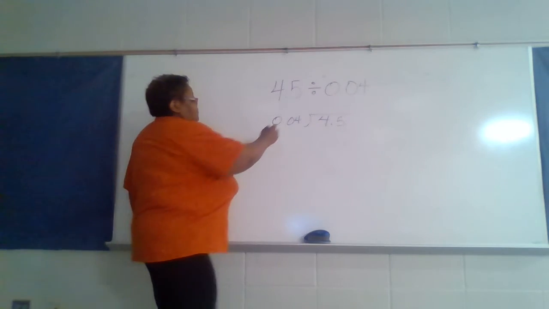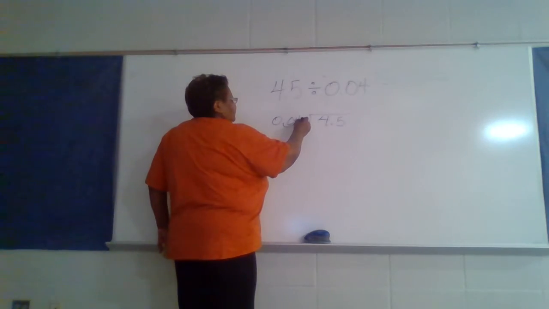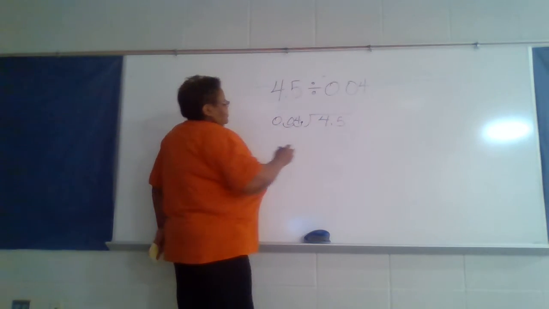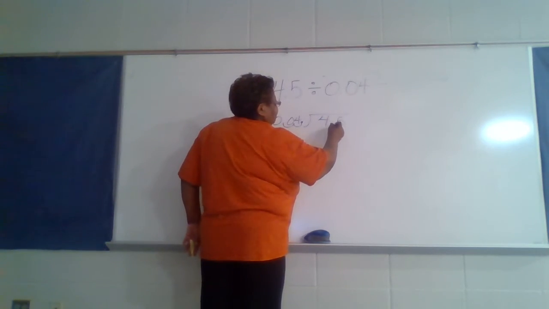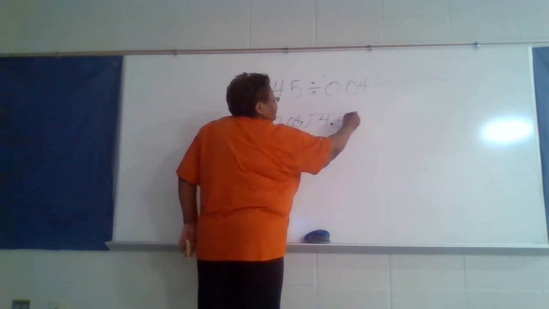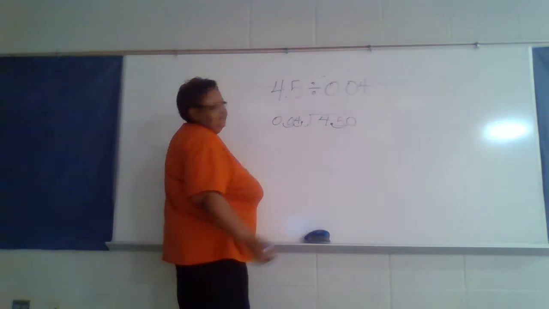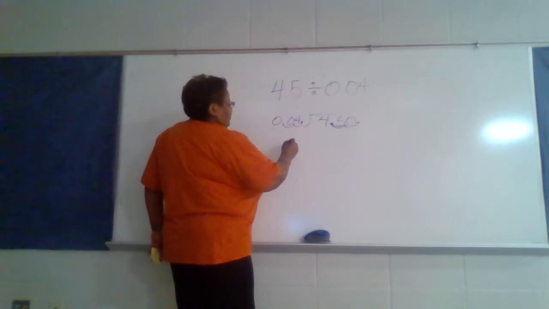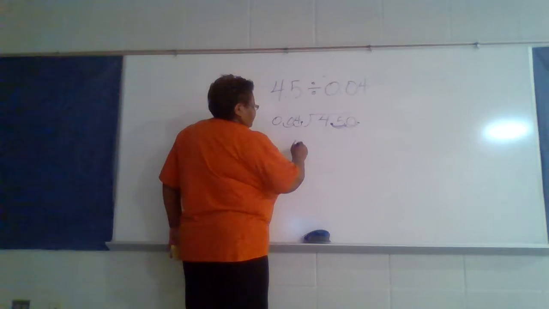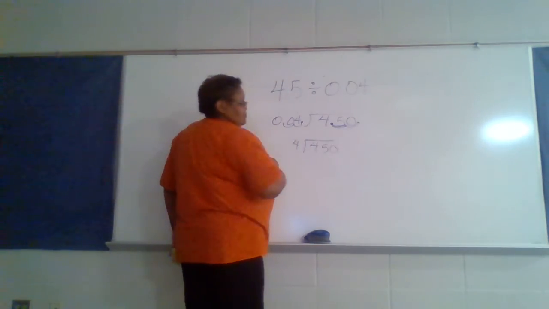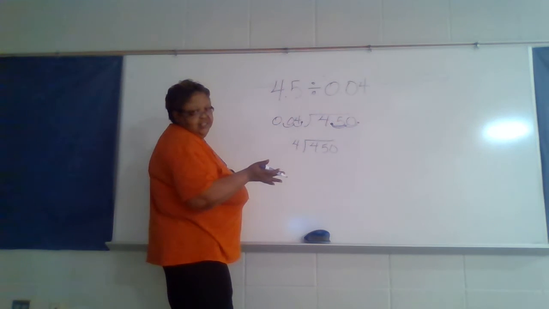So I'm going to take this decimal, move it 1, 2. Now that becomes a whole number. It becomes 4. So I have to move this the same amount of places, but you notice I only have one place to move. Behind the decimal, you can add as many zeros as you need to. So 1, 2. Let me rewrite that. So this is 4 into 450. And then we do long division as normal.